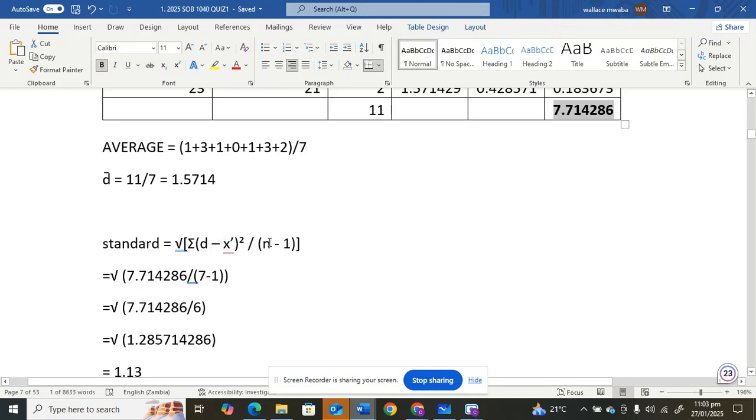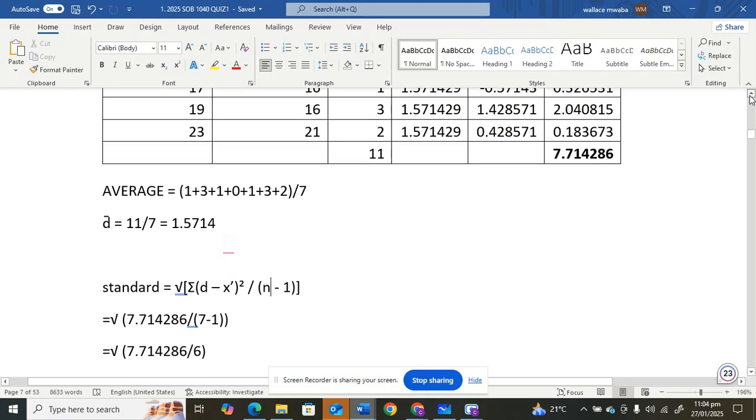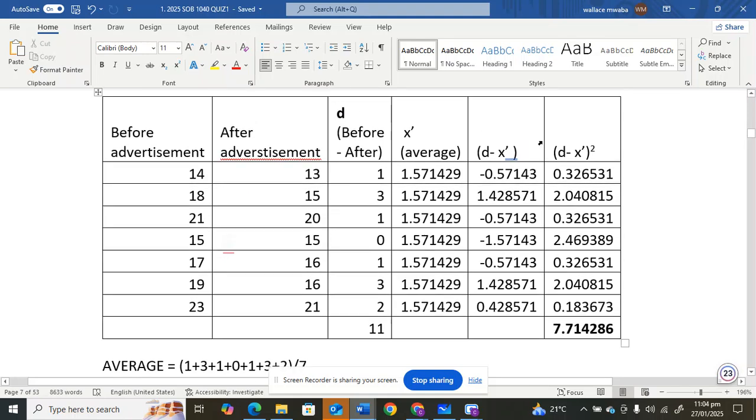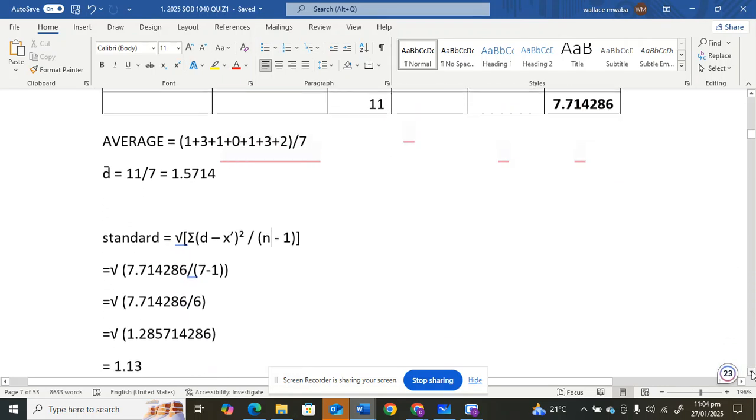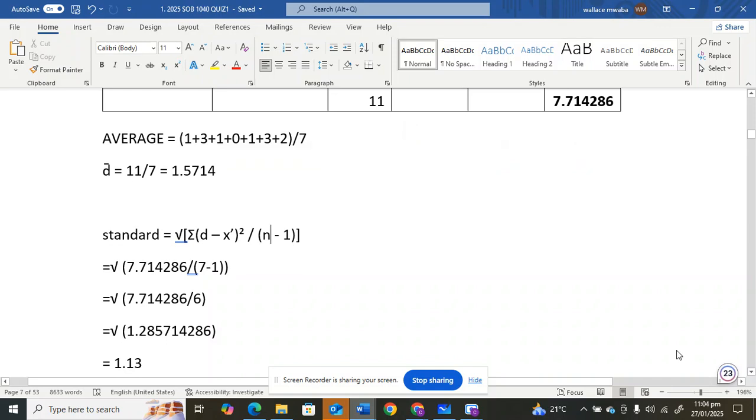And then n is just the number of items, the number of variables. In this case, it's the number of products: one, two, three, four, five, six, seven. So n equals seven. n is just the number of items being studied.